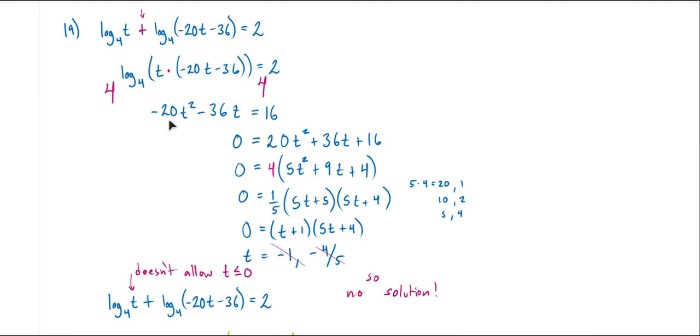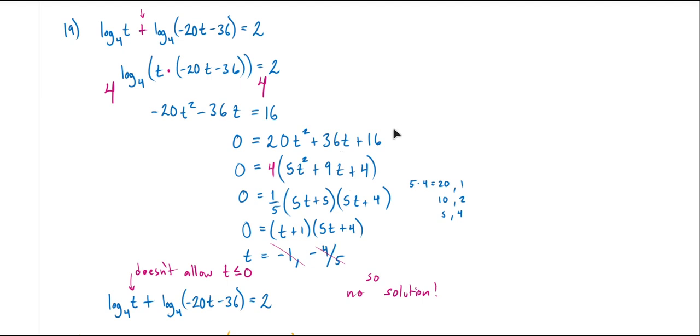Now, if we bring over the negative 20t squared and the negative 36t that we get when we distribute this t into these parentheses, what we have is this polynomial equation, 0 equals 20t squared plus 36t plus 16.